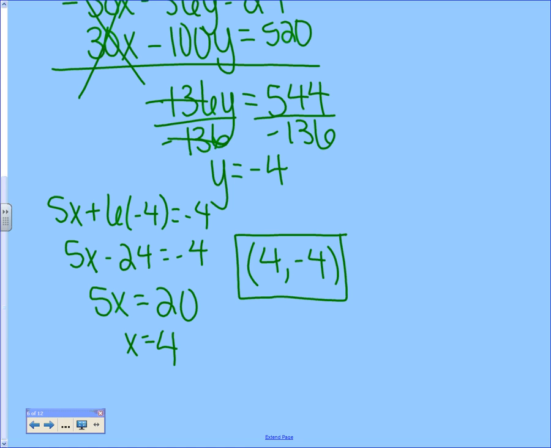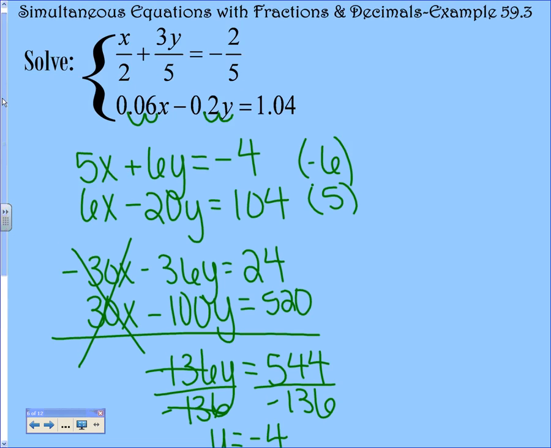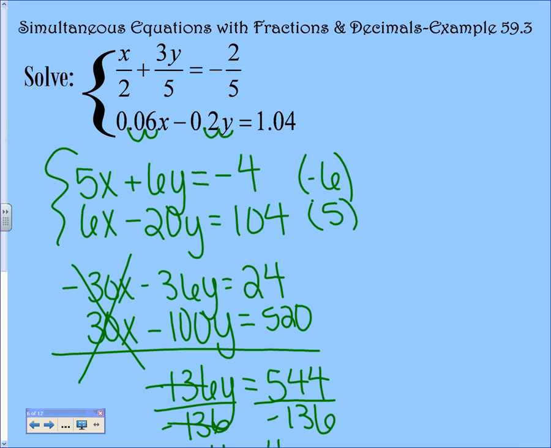As an ordered pair. You all see how that works? So basically what you're adding to this is changing it into these two, and from there it works just like you've done before.